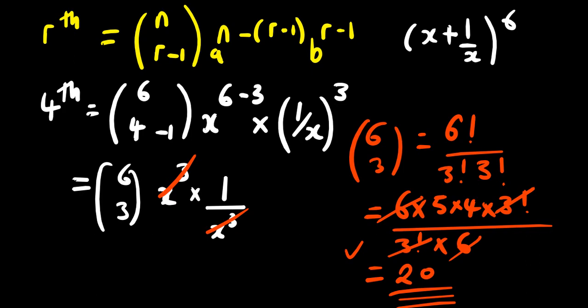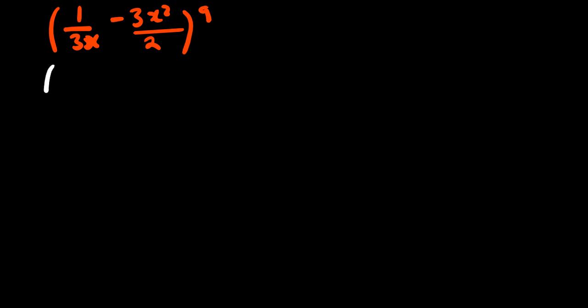Let's solve another example. Let's say they've asked you to find the term independent of x of an expansion of, let's say, 1 over 3x minus 3x squared over 2. Let's say this is to the power 9. So how are you going to solve this one? Okay, so this is also a long one.